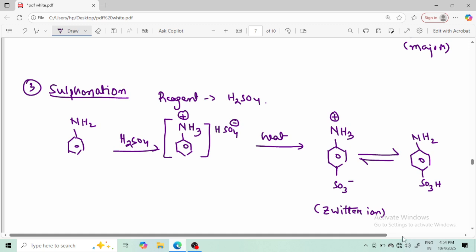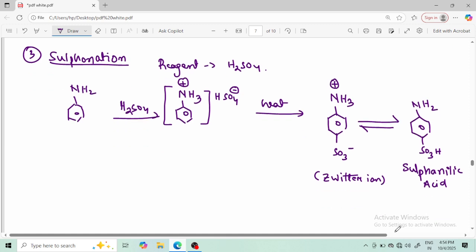And you have to memorize this name. They have asked one question based on this name. So sulfanilic acid. Here I don't think it's possible to write the full name. Sulfanilic acid. Is it clear? Now with this we are done with this electrophilic reaction.